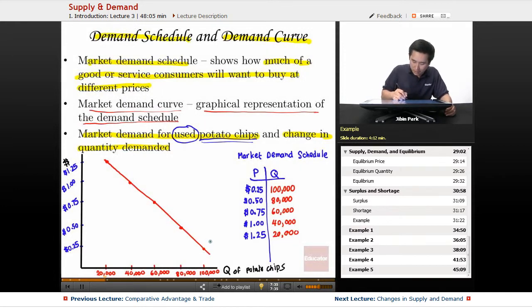So clearly you see a downward sloping demand curve, and you label this as D1 here. What this represents is the demand curve, and each point represents quantity demanded. So that's basically what you have here. You have the market demand schedule as shown here, and this is the market demand curve.